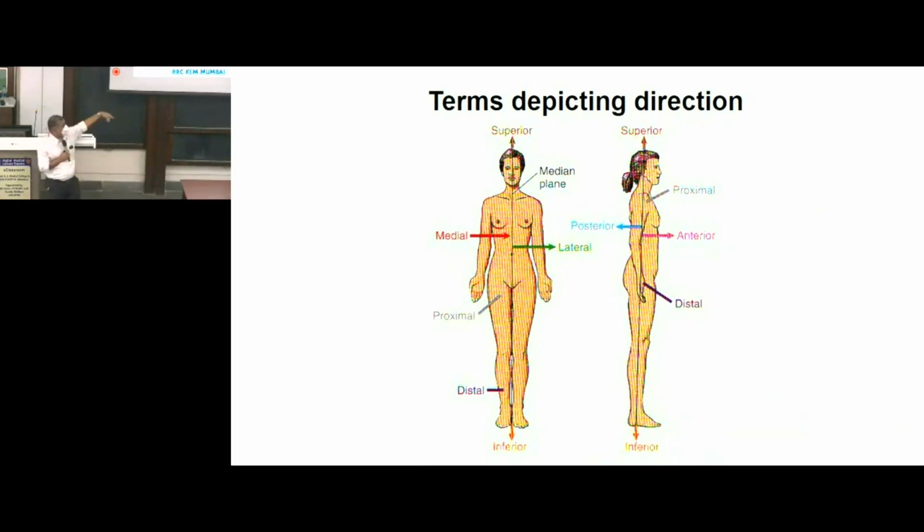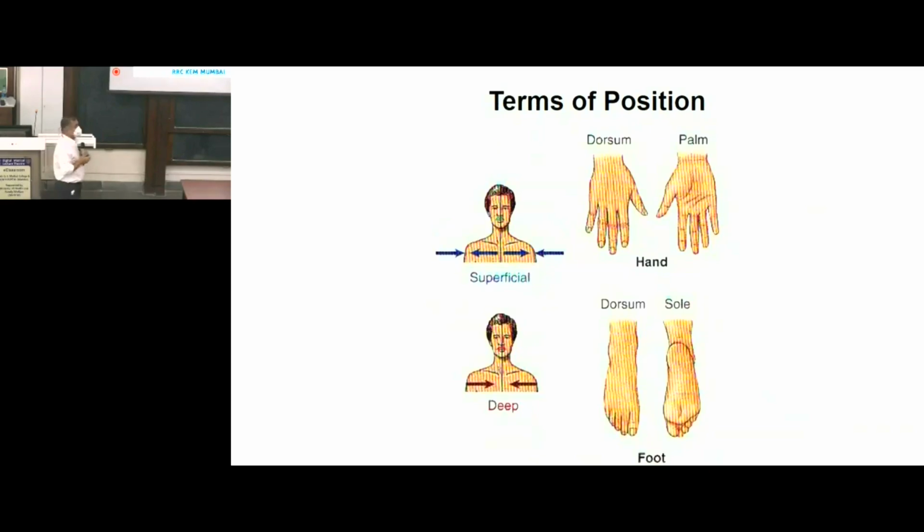Got it? With reference to the limbs, the lower limb and the upper limb, the part of the limb close to the trunk is called proximal. The part of the limb away from the trunk is called distal. Got it? These are the terms depicted in this picture. Structures which are towards the surface of the body are referred to as superficial, and structures which are inside, away from the surface of the body, are referred to as deep.